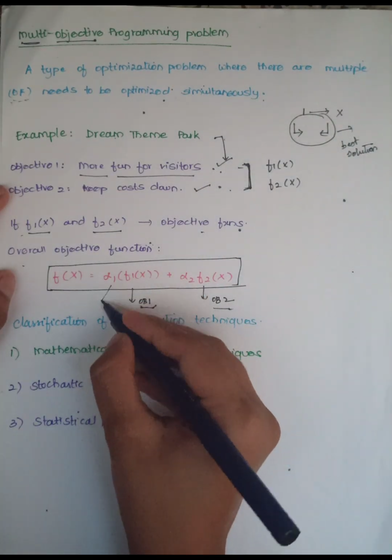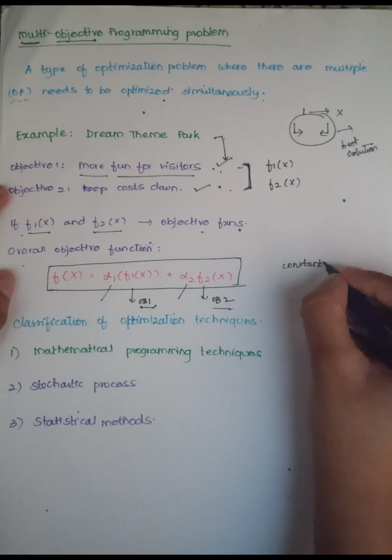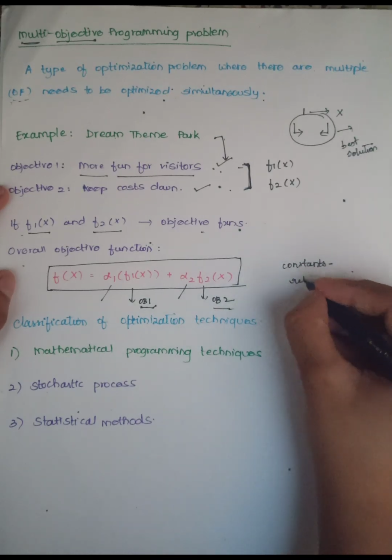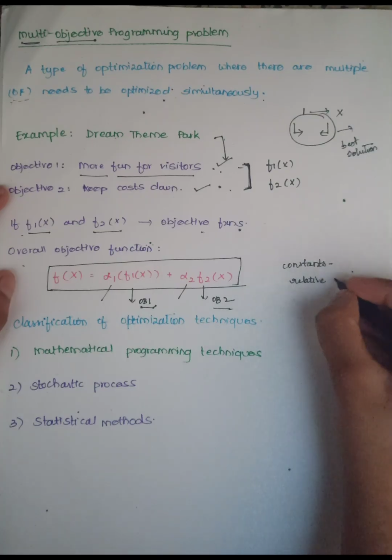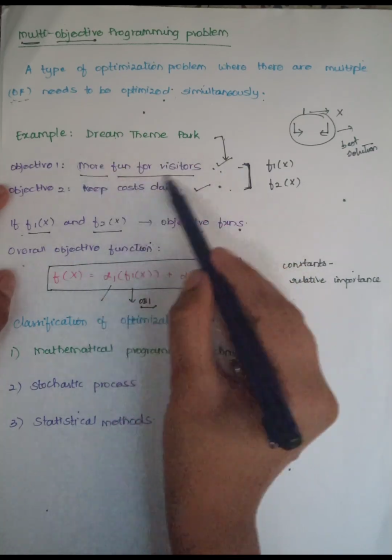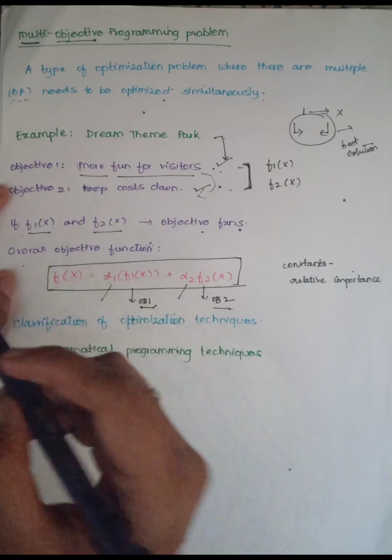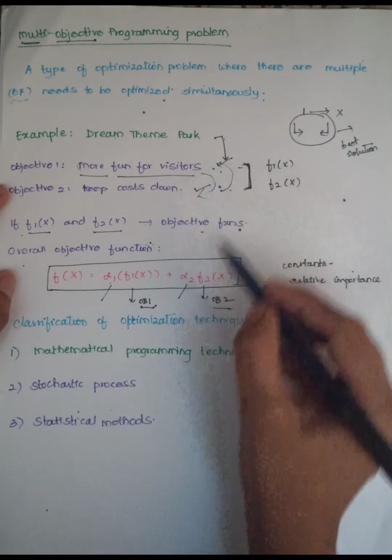Here alpha 1 and alpha 2 are constants. These constants represent the relative importance of one objective function to another. How important the more fun for visitors objective function is to the keep costs down objective function is represented by alpha 1, and how important this one is to the other is represented by alpha 2.